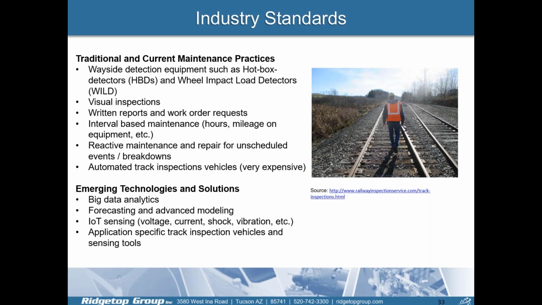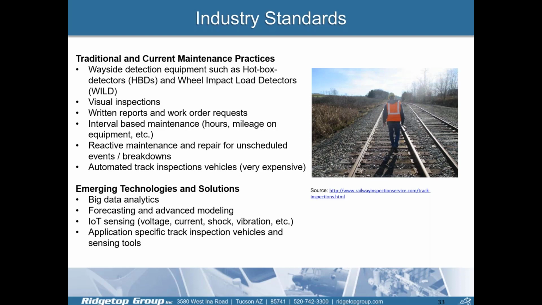Some of the industry standards in the railroad industry to detect different types of failed components, the most common are wayside detection equipment such as hotbox detectors, HVDs, and wheel impact load detectors, which are WILD systems. But they also conduct visual inspections, which you can see here on the right: an actual crew that will go out and inspect different parts of the railroad. And after that, you have to document your written reports and then issue a work order request.